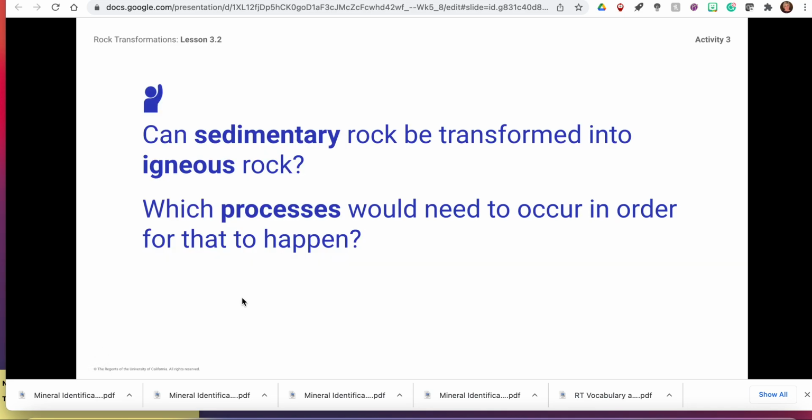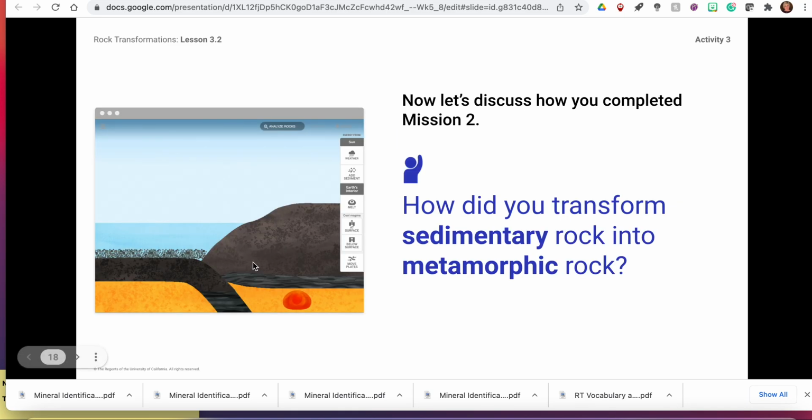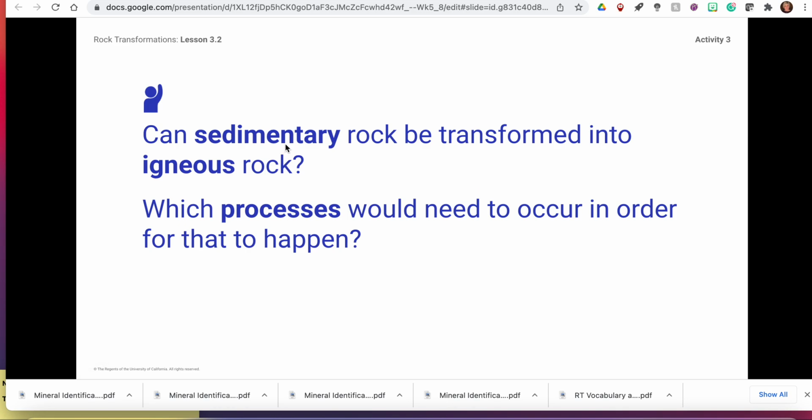Now, I've got a question for you. In this one, we had sediment that turned into metamorphic rock. But can sediment, or sedimentary rock, be transformed into igneous rock? The answer is yes, of course it can. Any rock can be transformed into any rock. It just has to follow the steps for that rock formation.